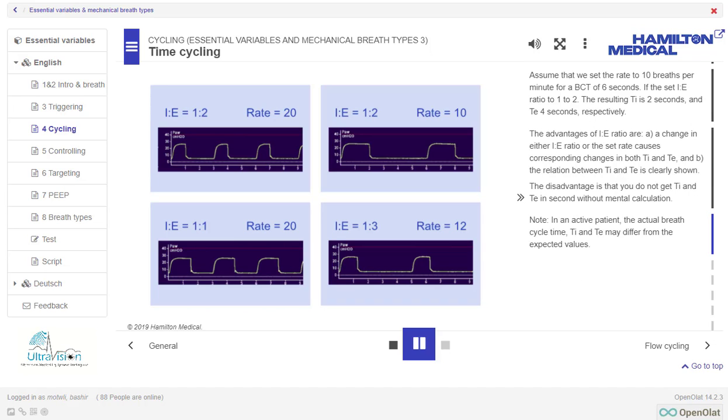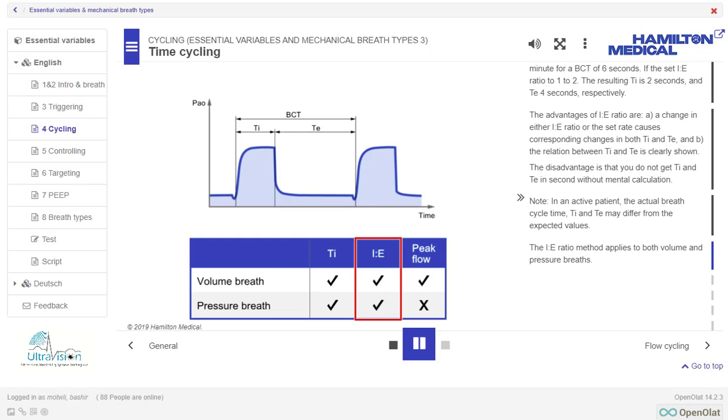Note, in an active patient, the actual breath cycle time, TI and TE may differ from the expected values. The I/E ratio method applies to both volume and pressure breaths.